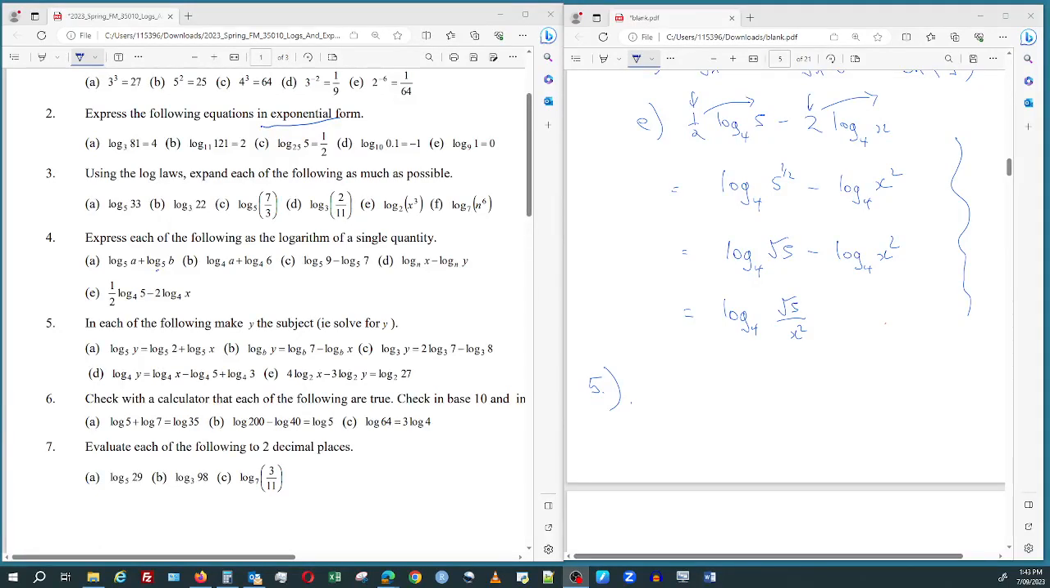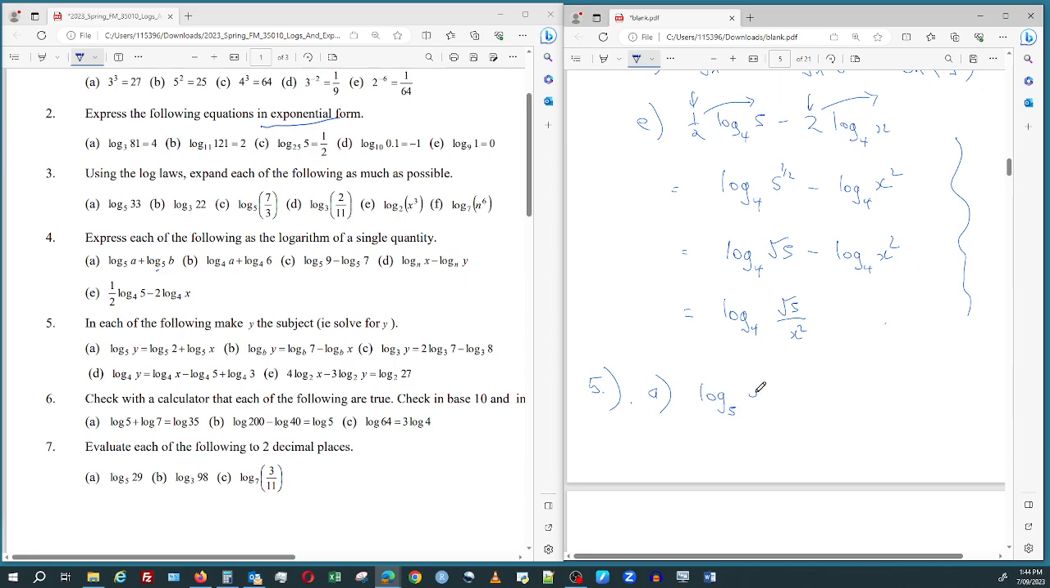Right, welcome back to part 2, and we'll continue on with question 5 of tutorial 4, and we're looking at logs and exponentials. So, in each of the following, make y the subject. Okay, so before we go and do something like making y the subject, what we'll need to do is consider any pre-work that needs to be done.